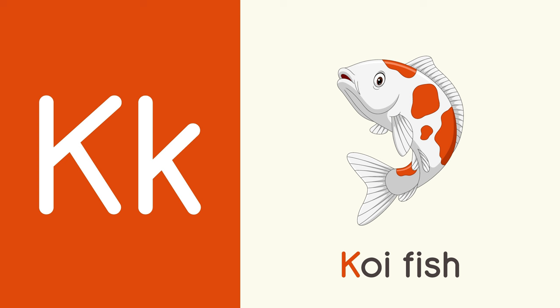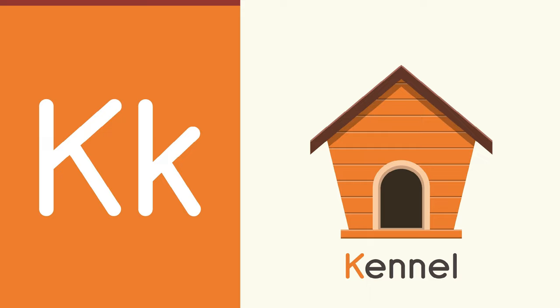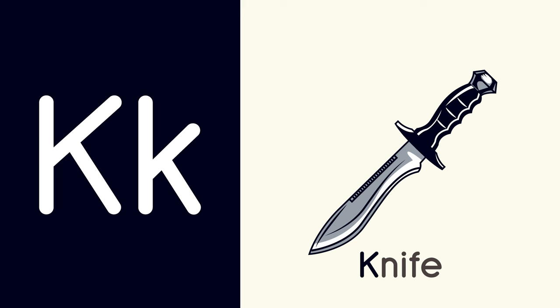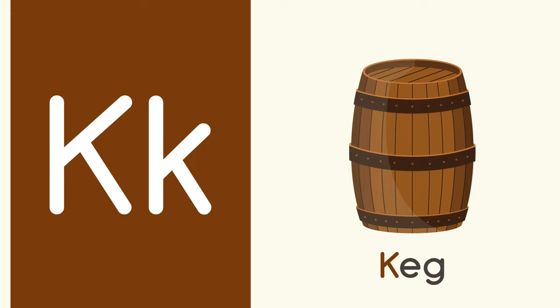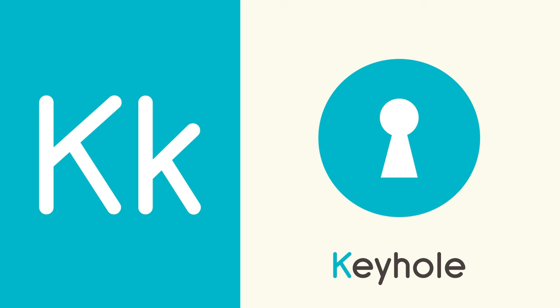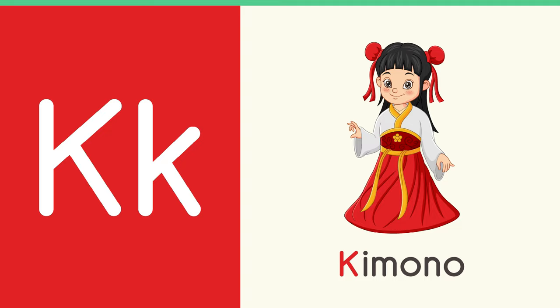K is for koi fish. K is for kennel. K is for kidney. K is for knife. K is for keg. K is for keypad. K is for keyhole. K is for kimono.